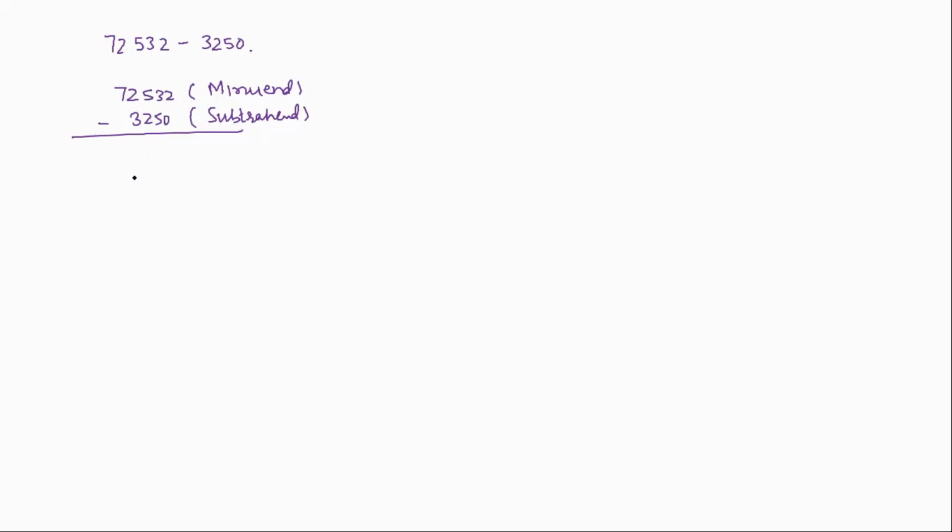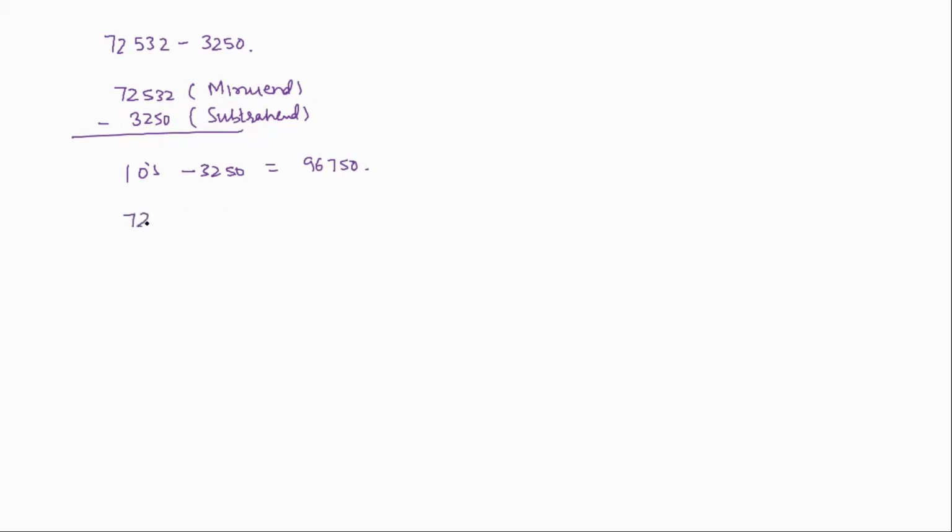So first thing is r's complement of this. R's complement is tens complement. So tens complement of 3250 comes out to be 96750. So this is your tens complement of this. So what you will do, you go for the addition.